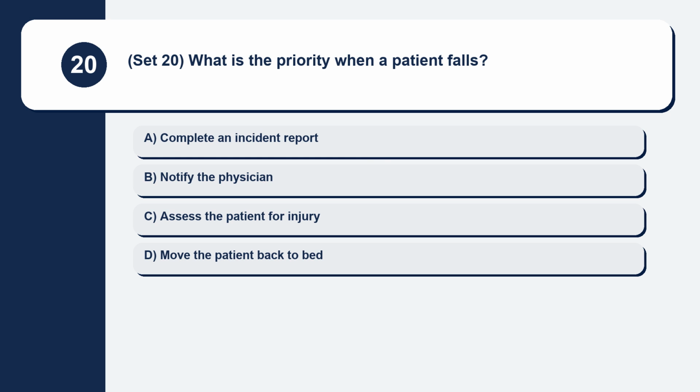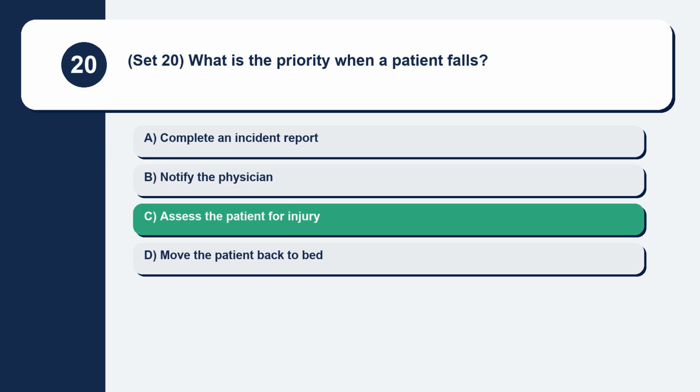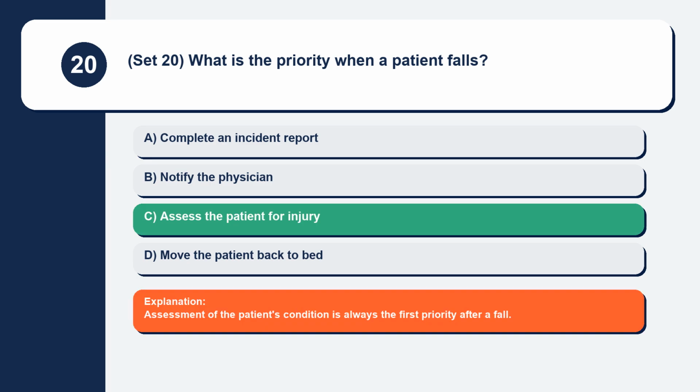Question 20. Set 20. What is the priority when a patient falls? Complete an incident report, notify the physician, assess the patient for injury, move the patient back to bed. Assessment of the patient's condition is always the first priority after a fall.